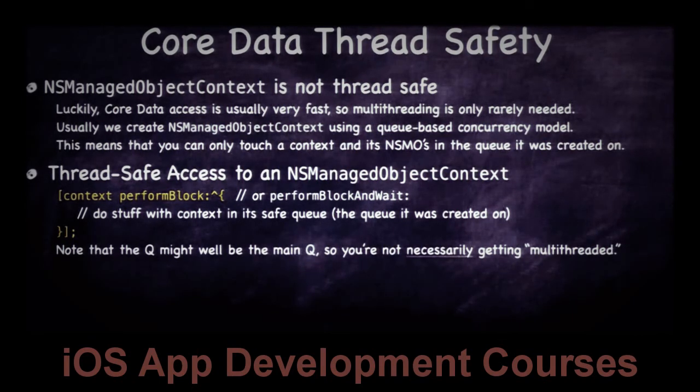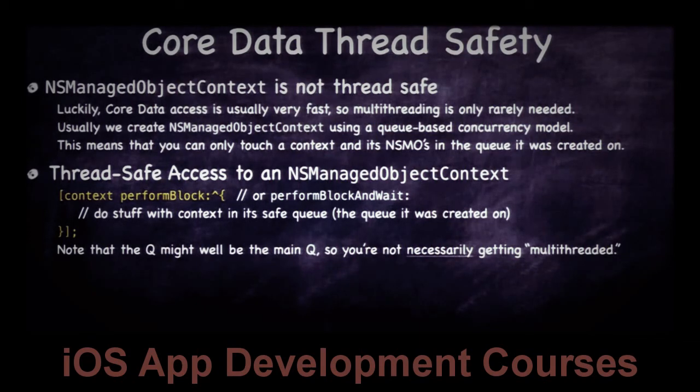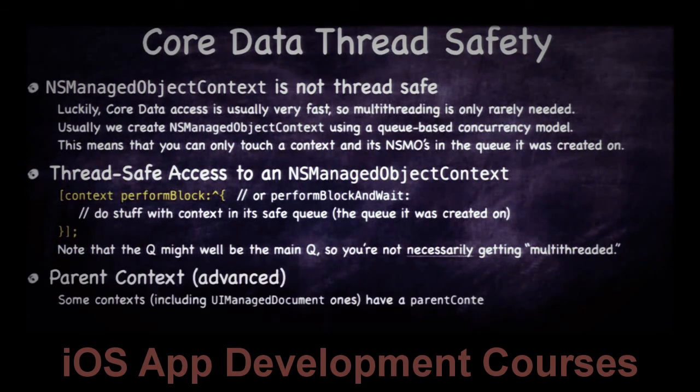Now, that safe queue might be the main queue, so this does not necessarily give you multi-threading, okay, but it will be safe. So get in the habit of doing this, because if you do come to a day when you're using NSManagedObjectContext and you're creating them on different queues, so you can load the database in one queue while you look at it in another or whatever, which is all doable, you need to be doing this performBlock. It doesn't hurt to do it, so might as well do it.